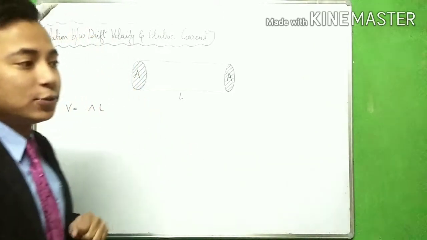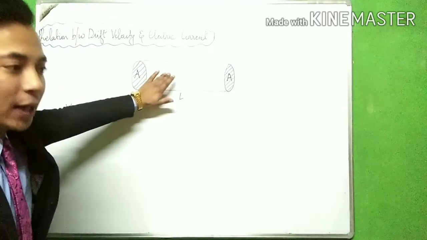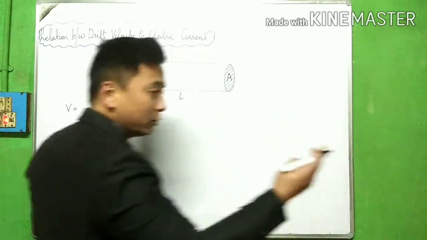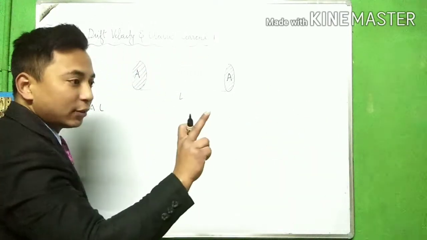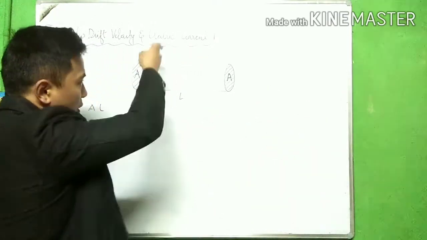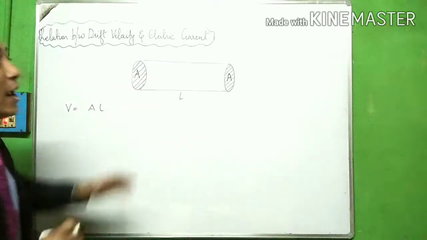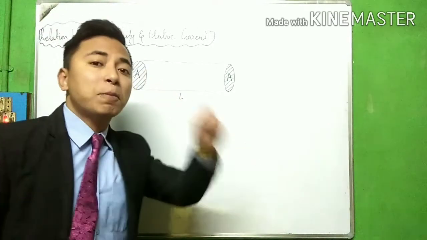Now we will consider, suppose that this conductor contains n number of free electrons per unit volume. So let us consider n number of free electrons per unit volume.